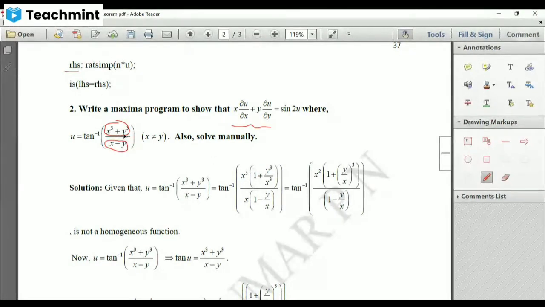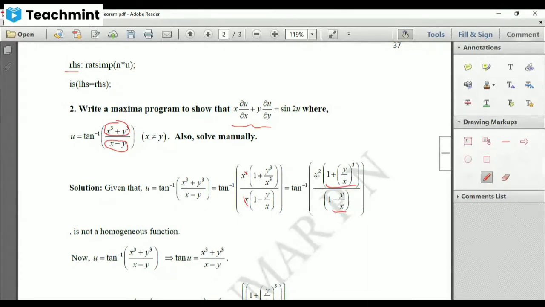If you take x cube outside, x cube by x cube is 1 plus y cube by x cube will come. Then for the denominator, the maximum power of x: if you take x outside, x by x is 1 minus y by x. Now one x gets cancelled, so you will get x square outside. See this term, this is a function of y by x. This is also a function of y by x.